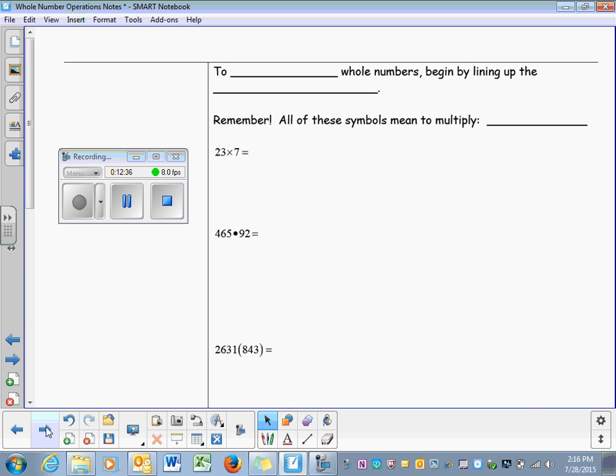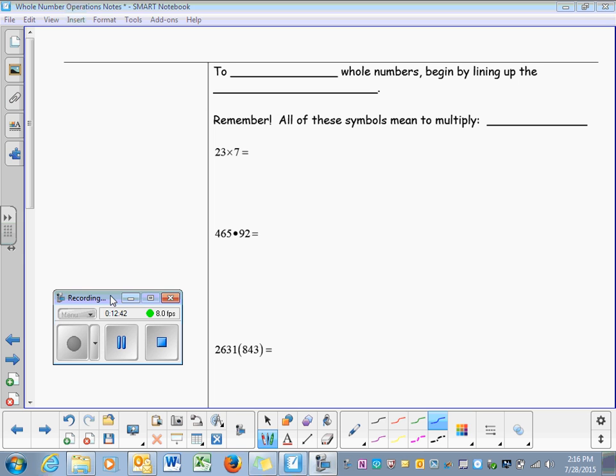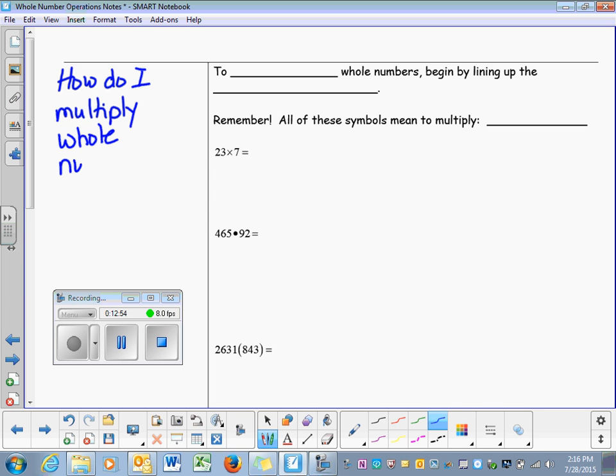All right, the third section of our notes is multiplication. How do I multiply whole numbers? To multiply whole numbers, begin by lining up the place values again. Place value plays a very important role in computation.